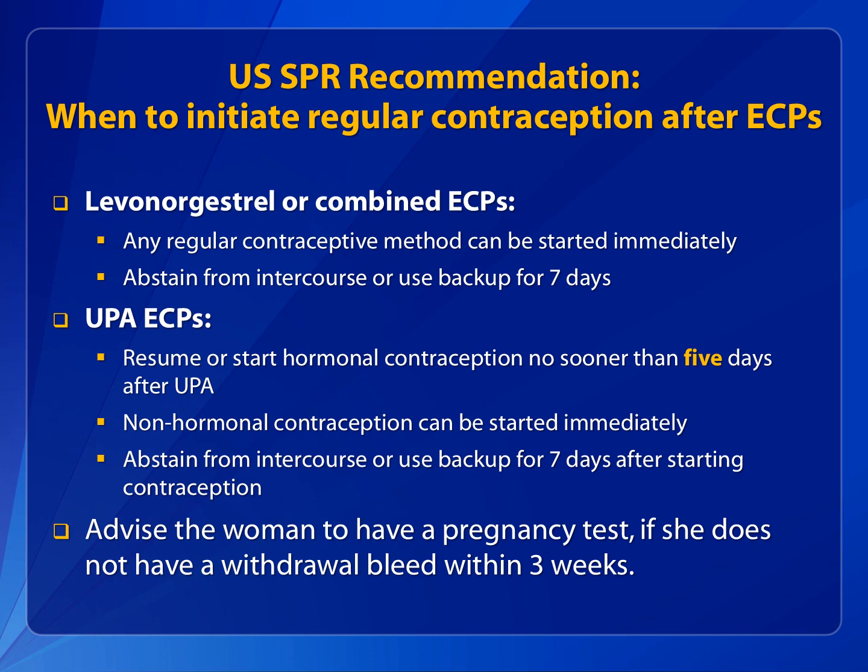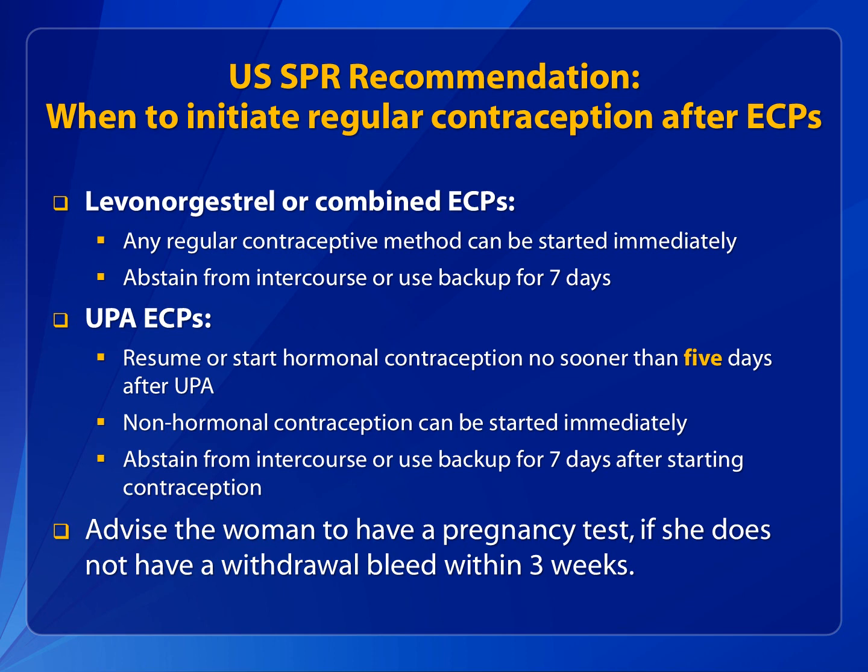The woman should abstain from intercourse or use backup for 7 days and take a pregnancy test if she does not have a withdrawal bleed within 3 weeks. For women using ulipristal acetate, they should resume or start hormonal contraception no sooner than 5 days after ulipristal acetate, due to the possible concerns of decreased effectiveness of ulipristal acetate if hormonal contraception is started sooner. This may require a repeat visit depending on her method choice.